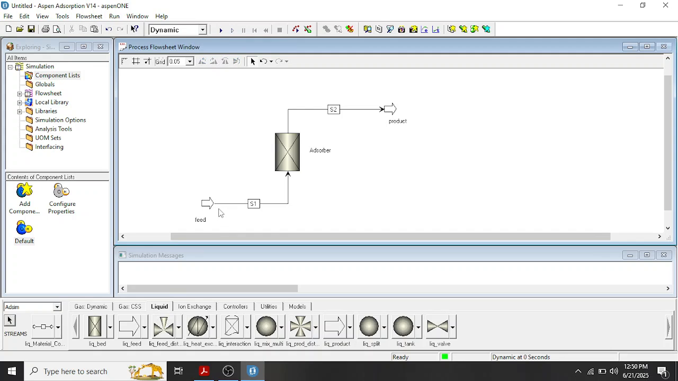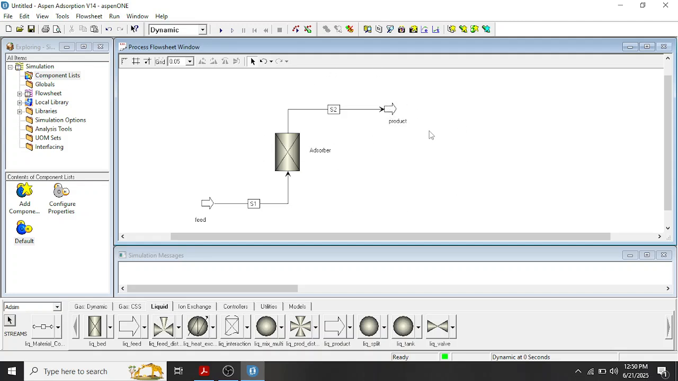So this is the feed, which consists of the 2,4-dichlorophenolic compound, and this feed is coming from the paper and pulp industry. It is entering the fixed bed column, and in the fixed bed column there is activated carbon. The activated carbon adsorbs the 2,4-dichlorophenolic compound from the wastewater, and this is the outlet. This is the product, and in the product stream we have a very low concentration of 2,4-dichlorophenolic compound.